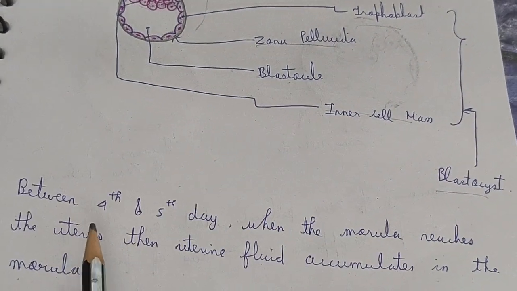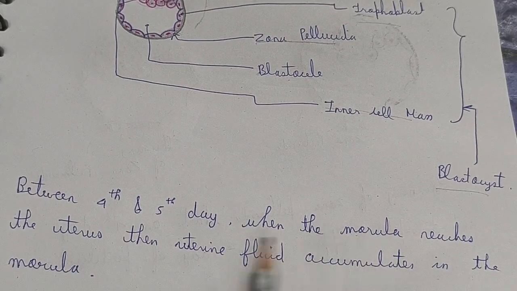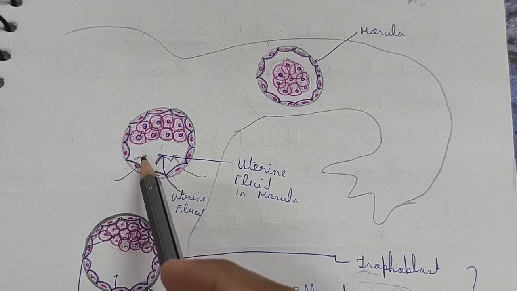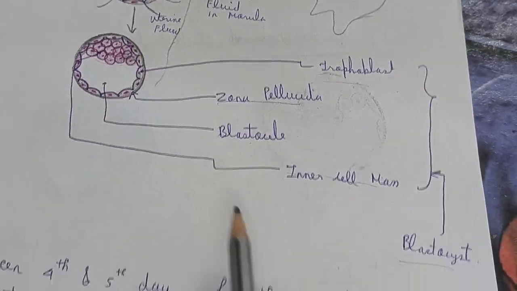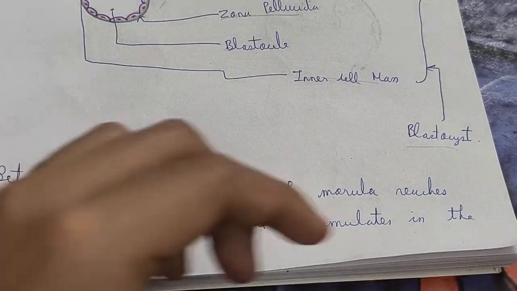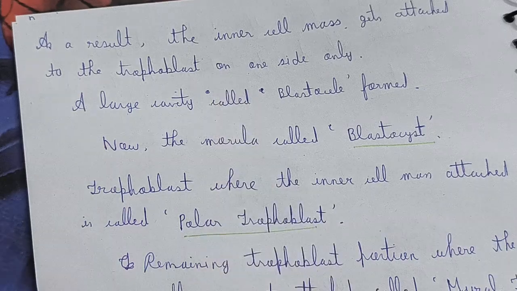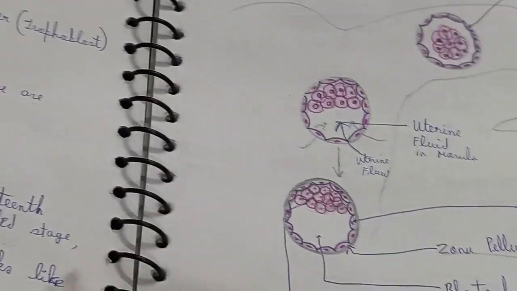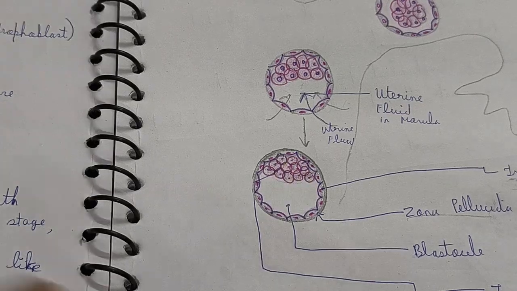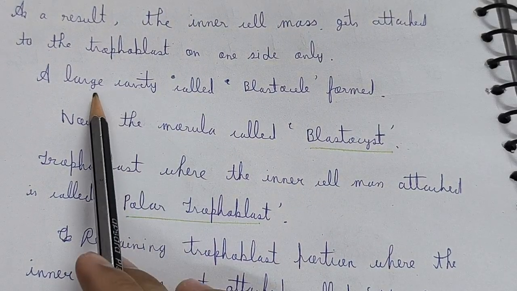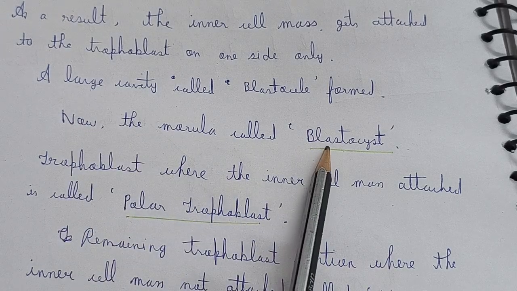You can see here, between the 4th and 5th day, the morula reaches the uterus. So here, this is the uterus. When the morula reaches the uterus, the uterine fluid accumulates in the morula. As a result, the inner cell mass gets attached to the trophoblast on one side. You can see in the diagram that this inner cell mass gets completely attached to one side of the trophoblast, and also a large cavity called the blastocele forms. Now the morula is called the blastocyst.